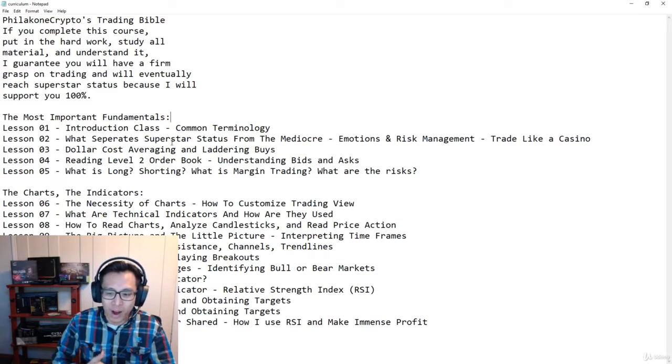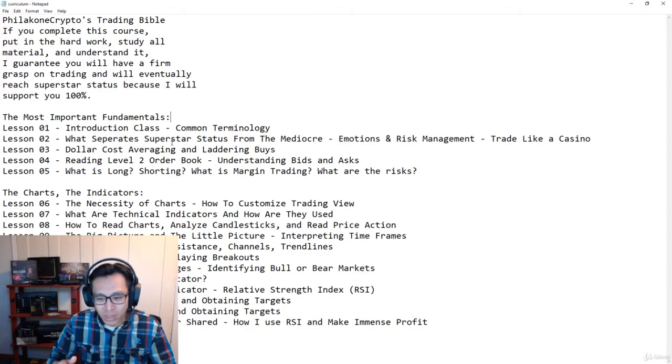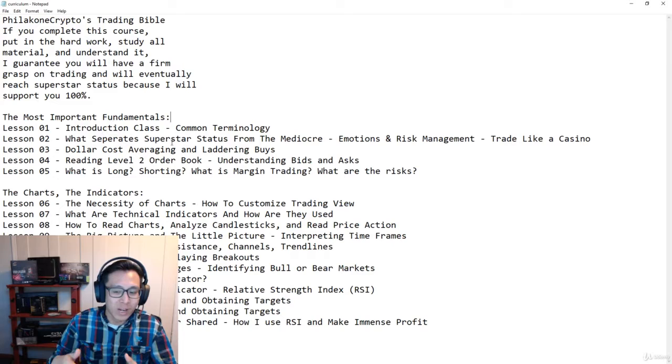And then lesson number 5, we covered what is going long, what is going short, what is margin trading, what is leveraging, and what are the risks associated with it. Now, in lesson number 6, we talked about why we need charts, right? Why do we need charts and why is it important? We talked about how to customize TradingView as well.